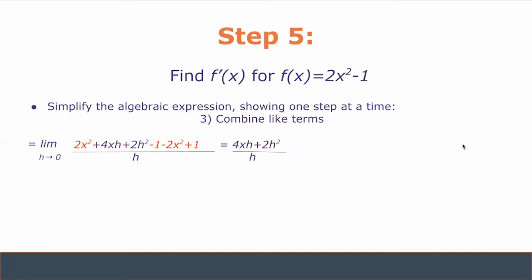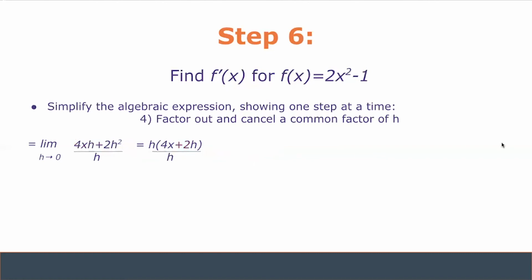Step 5 is to simplify the algebraic expression by combining like terms. In red, I've shown you the terms that cancel each other out, leaving us with 4xh plus 2h squared. And this is because you have 2x squared minus 2x squared cancel each other out. And then you have minus 1 plus 1 cancel each other out, both equaling 0.